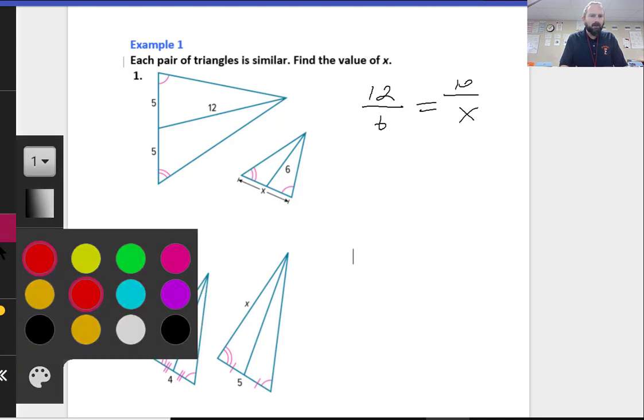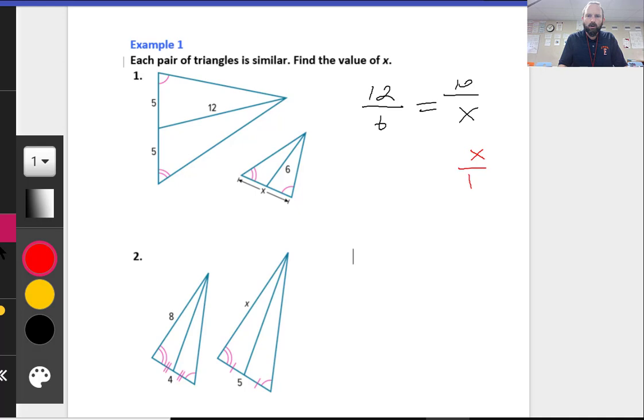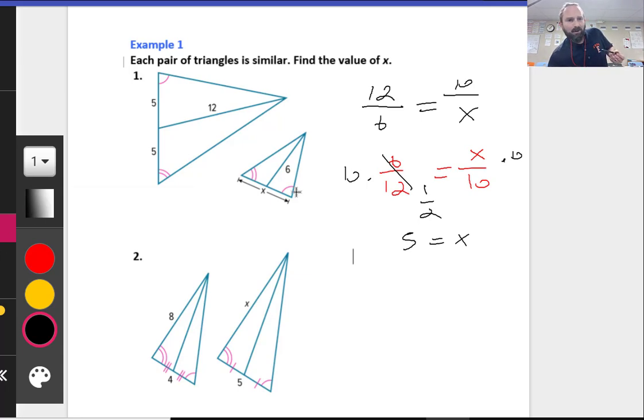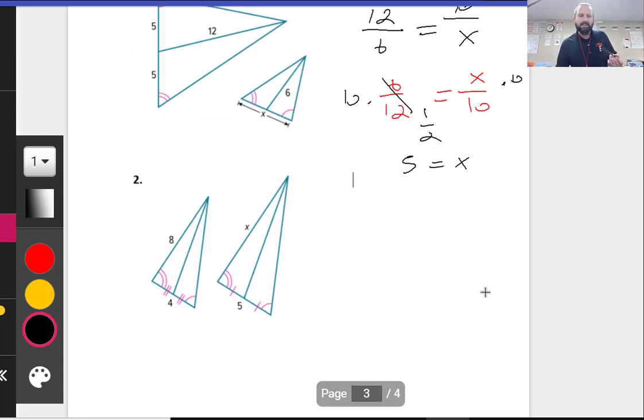Well, I don't like that, so I'm going to flip it around. I'm going to write x over 10 is equal to 6 over 12. 6 over 12 is 1/2. And so now I can multiply by 10 on both sides and get x is equal to 5. All right, let's go on. So these are pretty much just find what the proportion is and figure out if you're using the correct proportion.